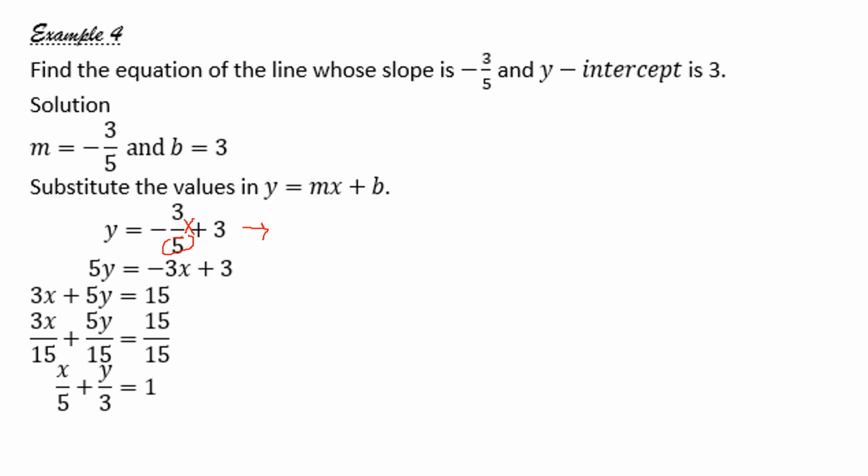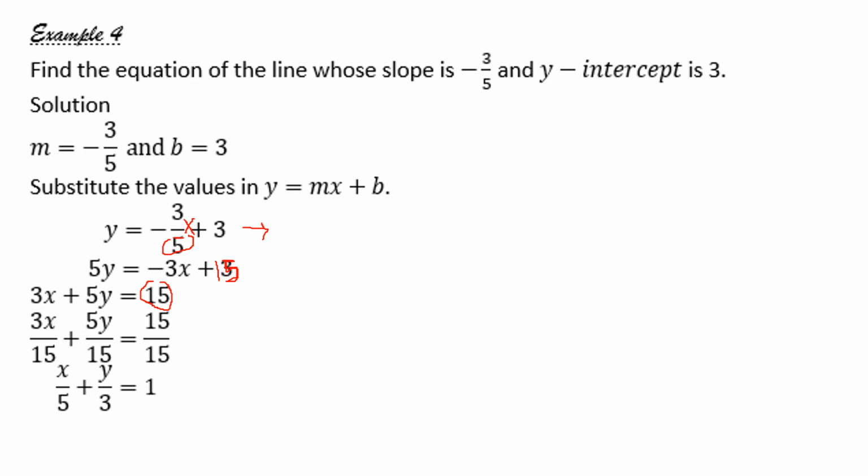So, we multiply both sides by 5. So, we have now 5y equals negative 3x plus 15. Okay, so simplifying, we have now 3x plus 5y equals 15. Since this is our standard form, the x and y variables should be on the left side and the constant should remain on the right side.